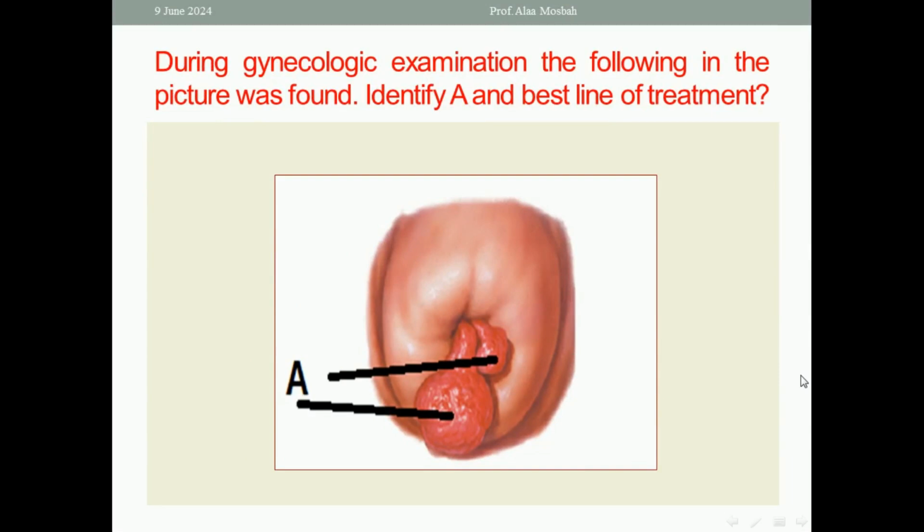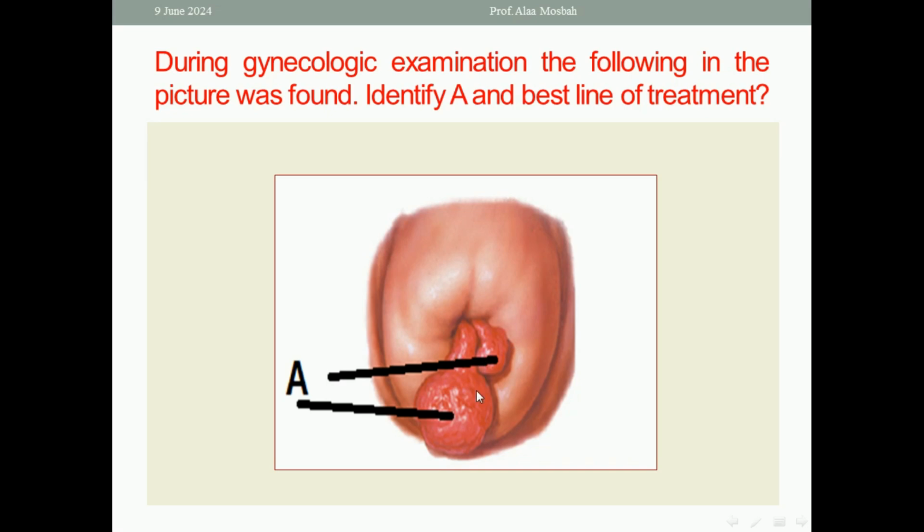During gynecologic examination, the following in the picture was found. Identify A and the best line of treatment. During the speculum examination, you found the portion of the cervix and this lesion. So A denotes a cervical polyp, mostly mucus polyp. This is a large polyp and this is a small polyp. So two polyps here, large and small. Okay.